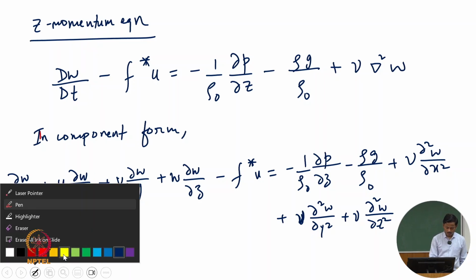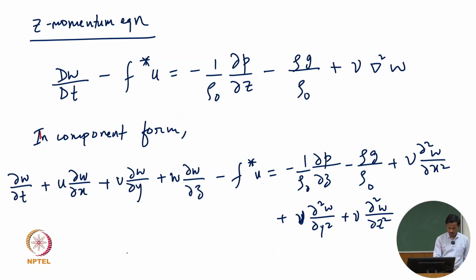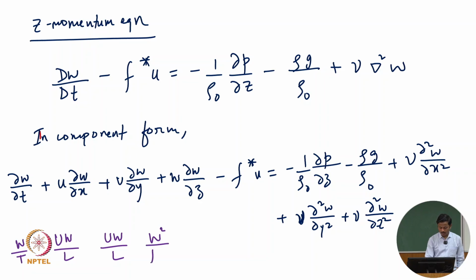So now the first term scales as w by t, because we have the partial derivative of the vertical velocity with respect to time. The second term scales as uw by L. This third term also scales as uw by L. Please remember that x and y have the same scale variable L, and u and v have the same scale variable U. So this fourth term scales as w squared by H. The fifth term scales as omega times u.